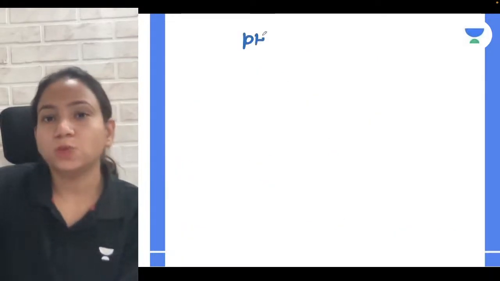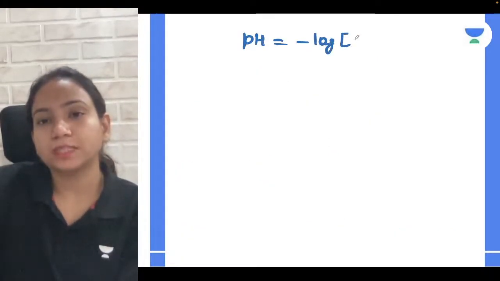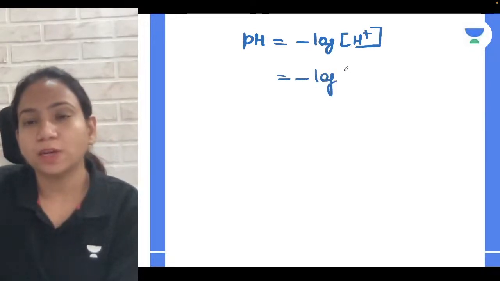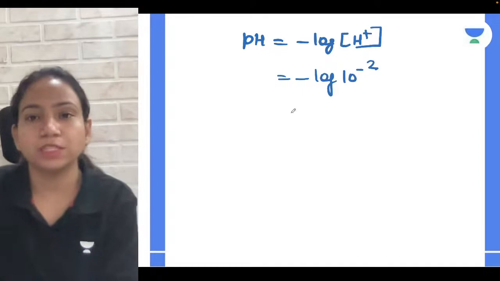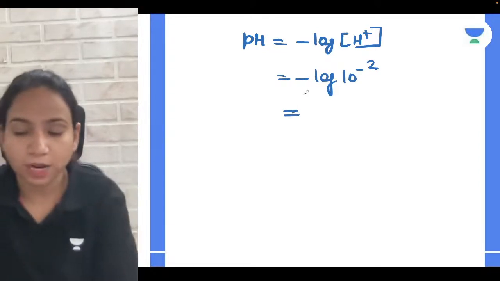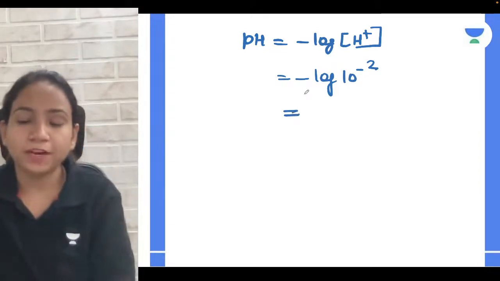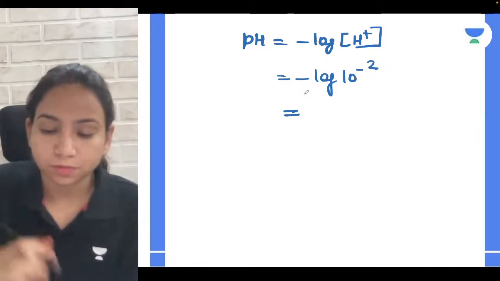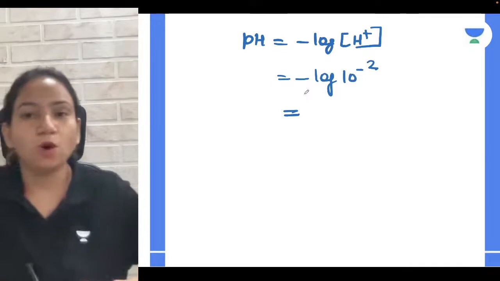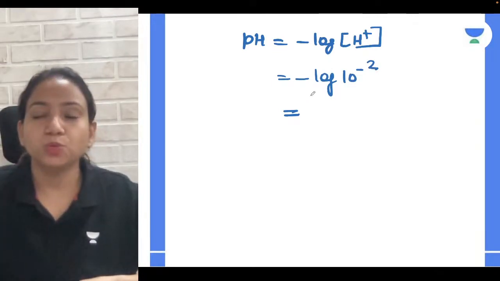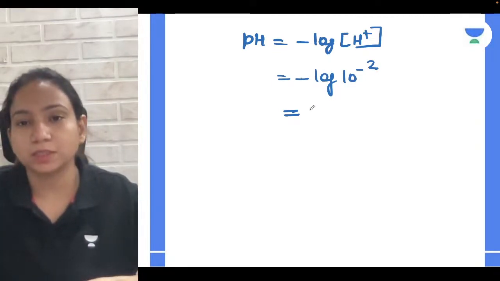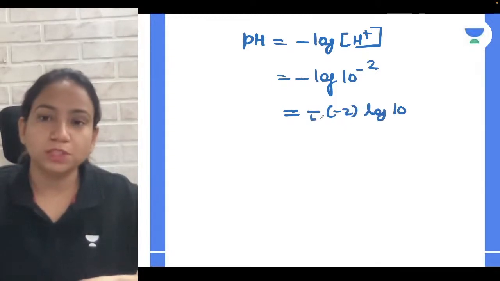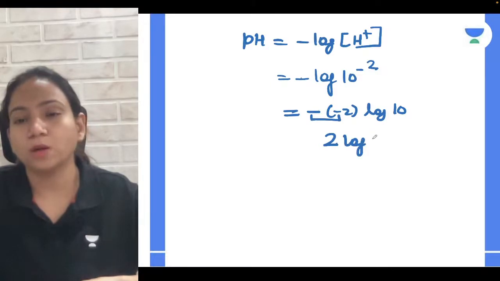You know, pH is equal to minus log H plus ion concentration. This is the formula, everyone. So can I put minus log H plus ion concentration, 10 to the power minus 2? So can you solve it now? Log A power M is equal to M log A, right? So it means minus 2 will come before, so minus and minus plus. Minus 2 log 10, so plus 2 log 10.